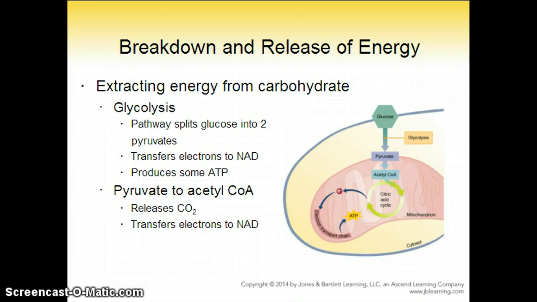With glycolysis, which is the first step, this is where the glucose splits. The pathway splits glucose into two pyruvates, transfers electrons to the NAD, and produces some ATP. Step 2 is the conversion of pyruvate to acetyl-CoA. This releases carbon dioxide and transfers electrons to the NAD. Also, it forms lactate. This is an alternative fuel for muscles, or the liver cells can convert it to glucose.